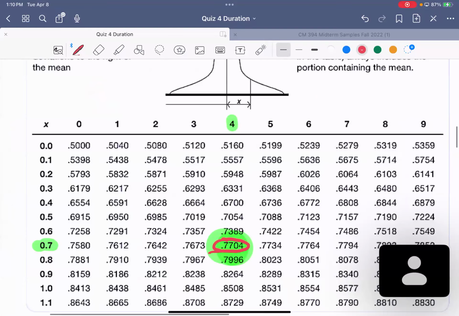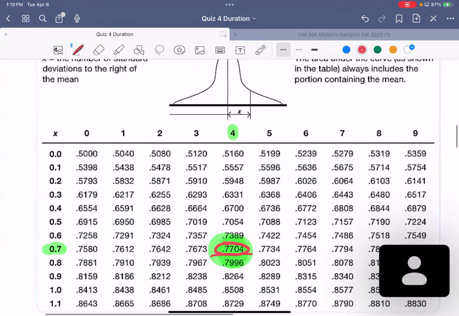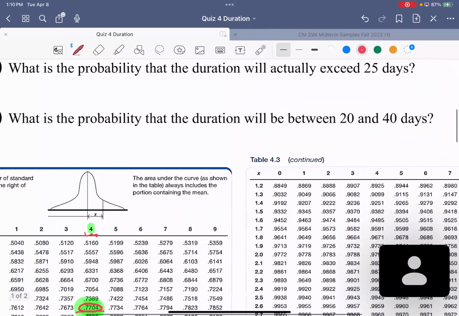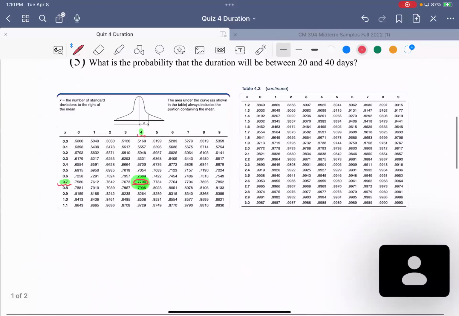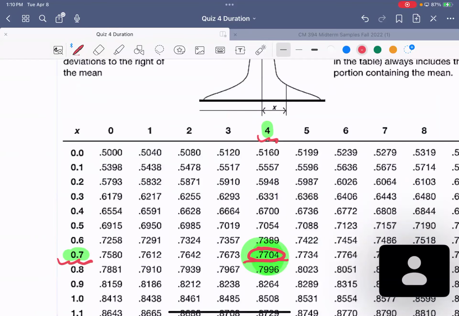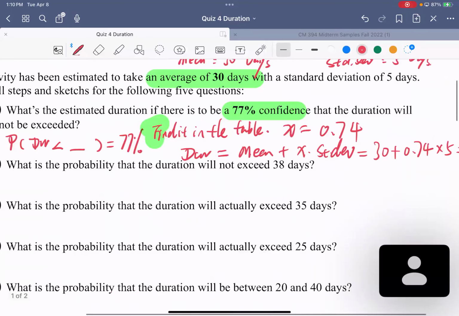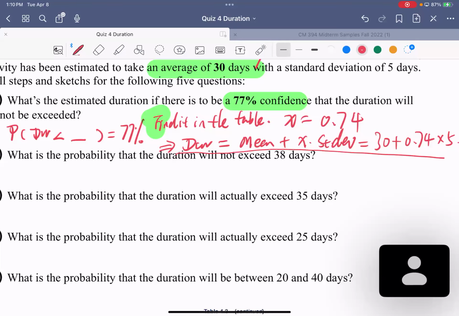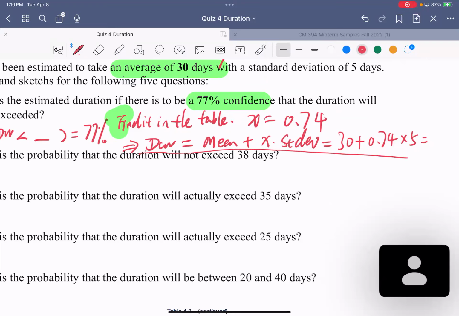I got 704. I put 0.74 because x is equal to 0.74. This is the chart we're looking for. We're looking for the one that's closest to 0.77, and 0.7704 is closest. You are using this 77 percent to find the x because your equation is duration equals mean plus x times standard deviation, where x means how many standard deviations. So you get 30 plus 3.7, in days. For your calculation, you need to round this up to 34 days.